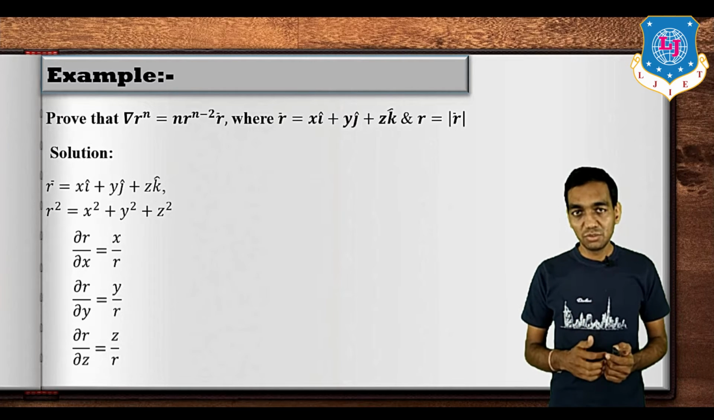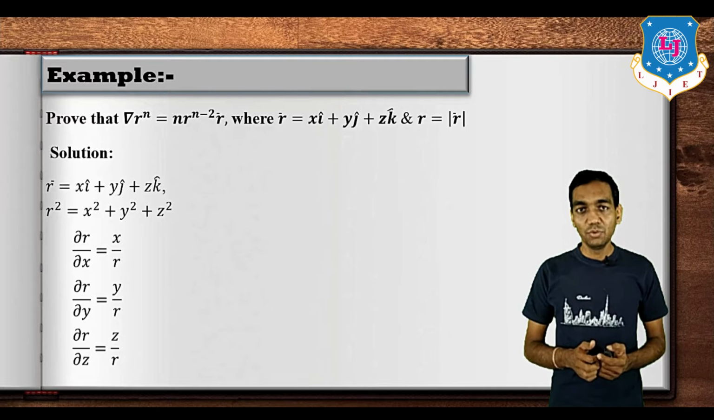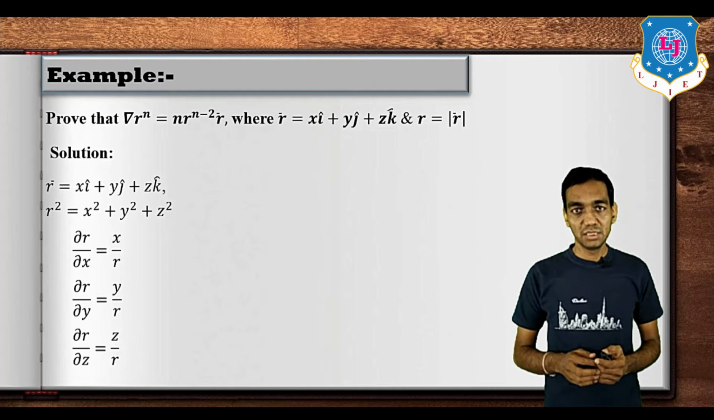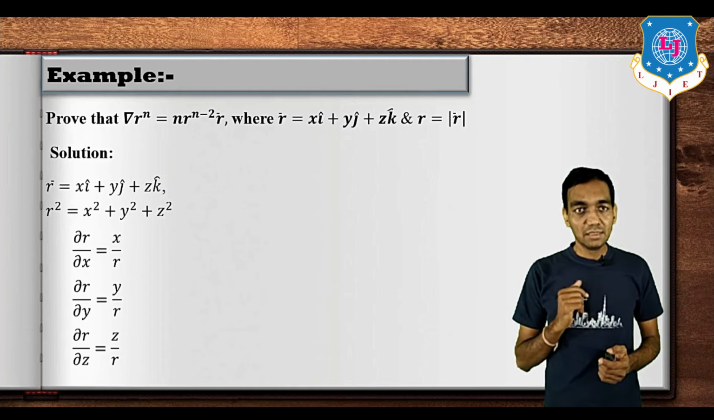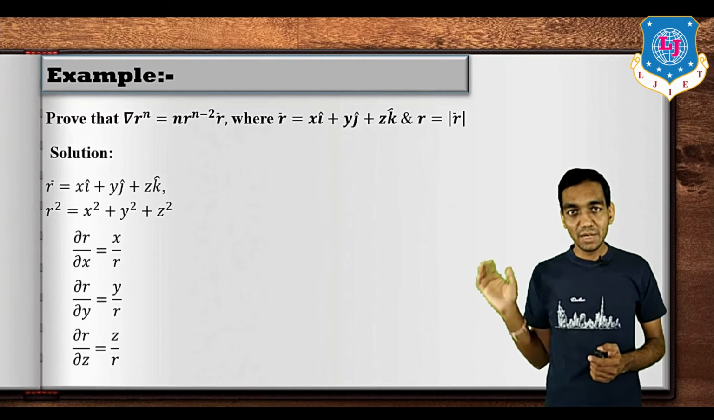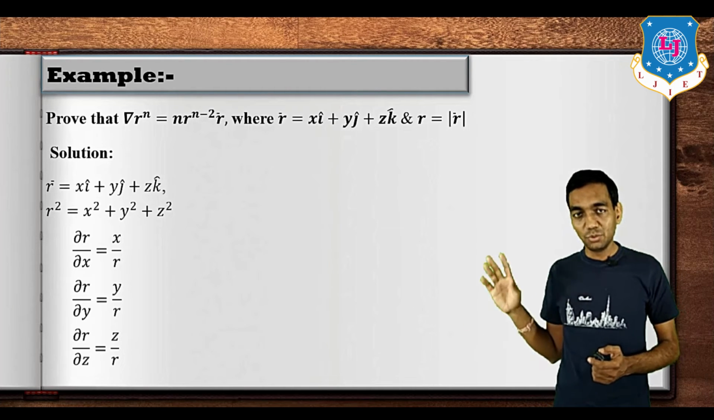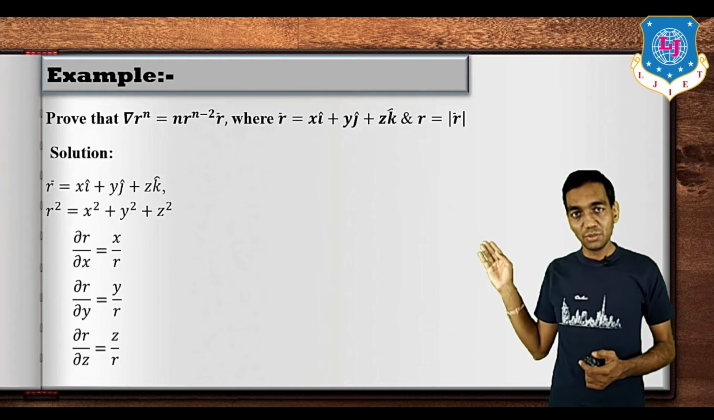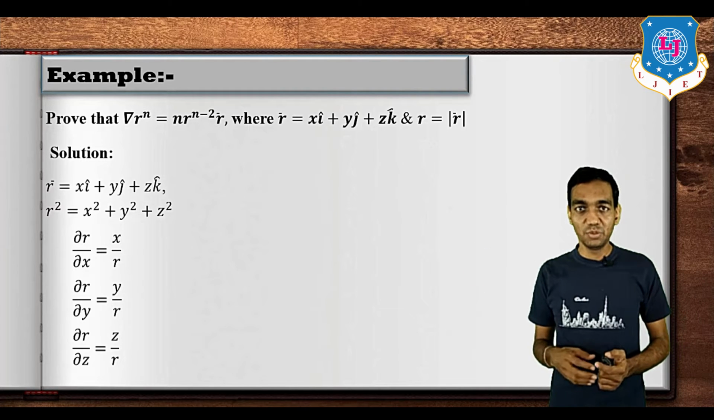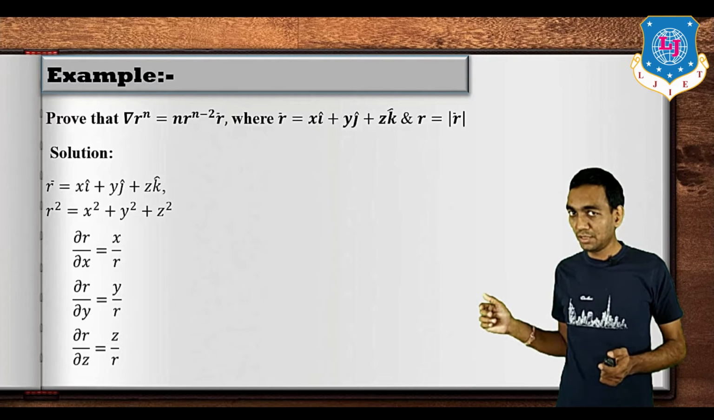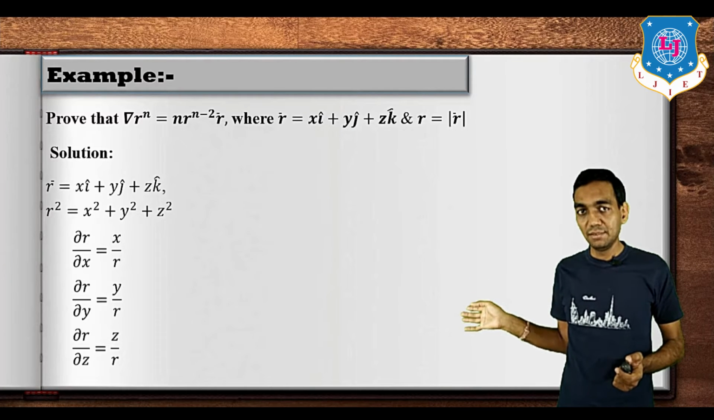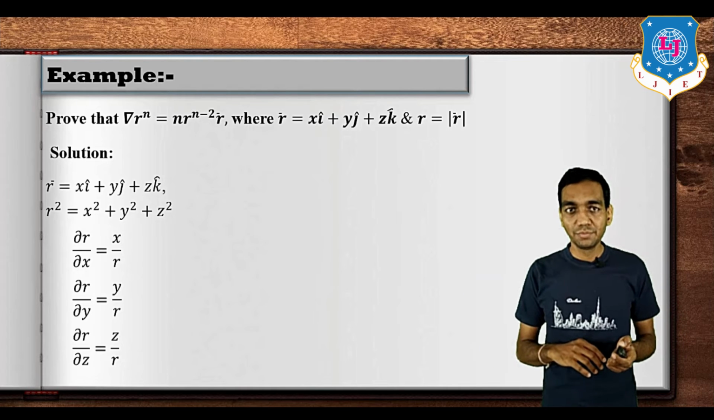So the under root and square will be cancelled out and you will have x² plus y² plus z². Now differentiate both sides with respect to x. That will give you 2r del r by del x is equal to 2x. The 2 will be cancelled out and that will give you del r by del x is equal to x upon r. In the same manner, del r upon del y will be y upon r and del r upon del z will be z upon r.